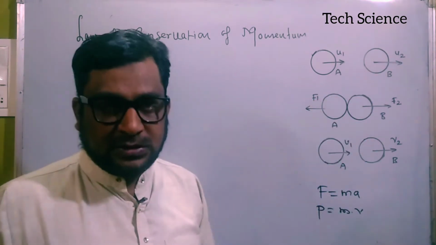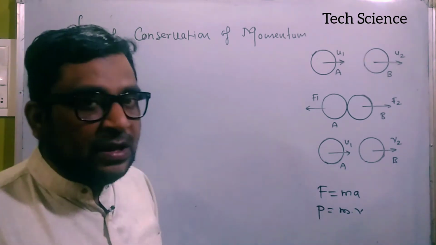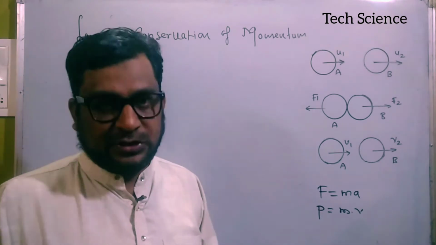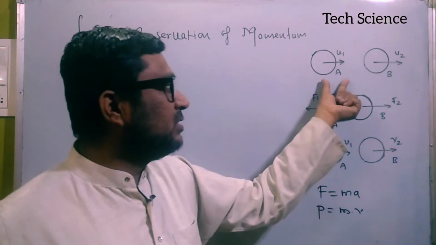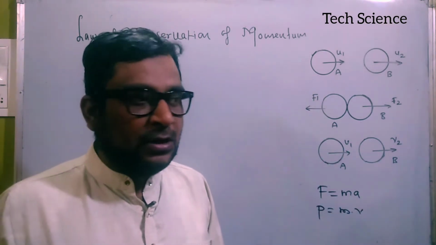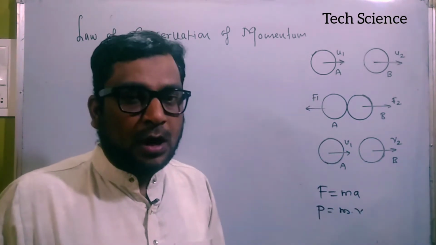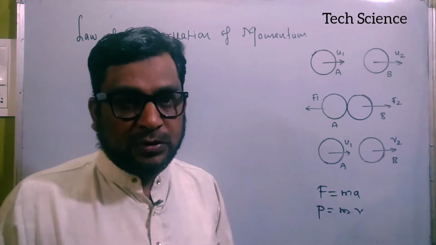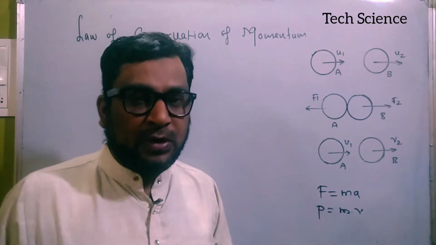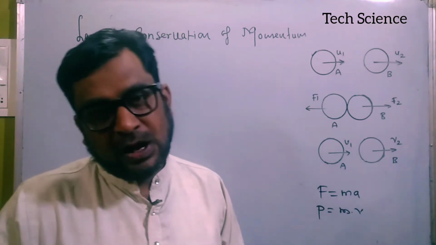So these are the spheres, and these spheres are moving along a straight line in the same direction. The first sphere has the name A, and the second sphere has the name B. Very easily, just relax and observe how I derive the formula for the law of momentum and conclude that the total momentum before collision is equal to the total momentum after collision.